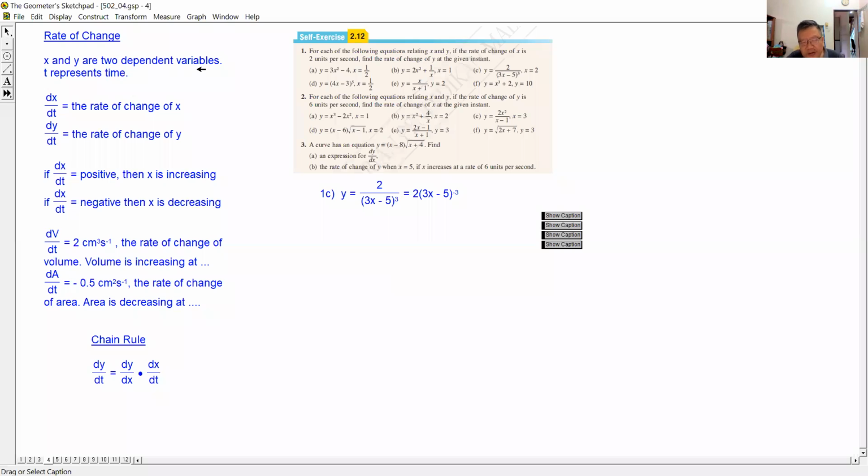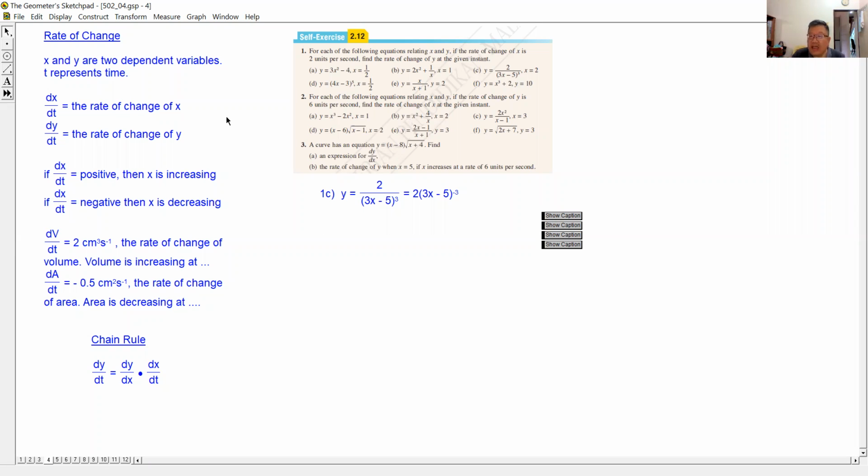Now, rate of change means what? No? Okay, let me explain. If x and y are two variables, and this variable x is changing with time, for example, we use t to represent time. So when you see the phrase rate of change of x, you translate it to dx/dt. If you see rate of change of y, you translate it to dy/dt. Or if the question says rate of change of area, you translate it to dA/dt.